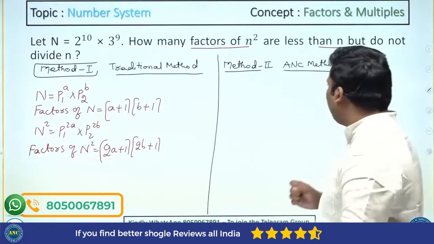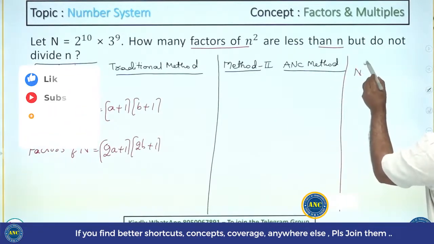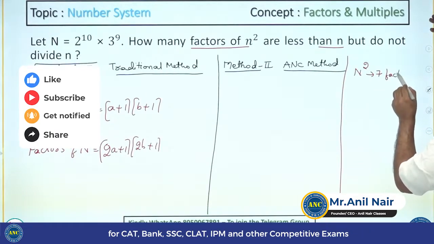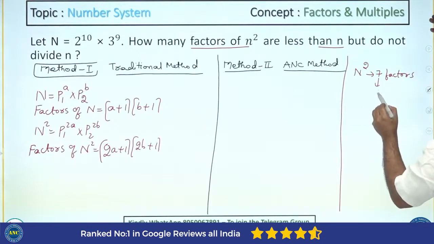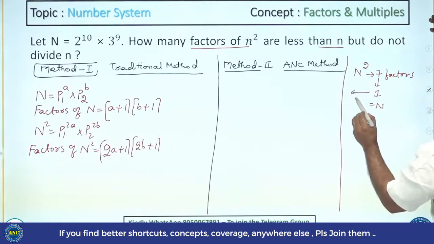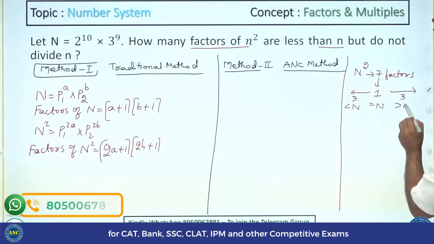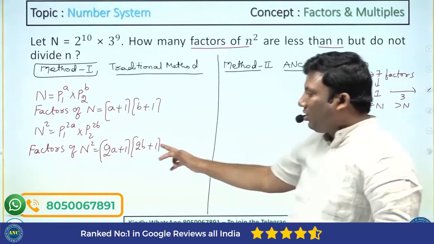Yesterday I discussed one important concept. See here, n square has got 7 factors. If there are 7 factors, that means it is a perfect square. One factor will be equivalent to n. Of the other 6 factors, there are 3 factors less than n and 3 factors greater than n. I hope you remember this logic.